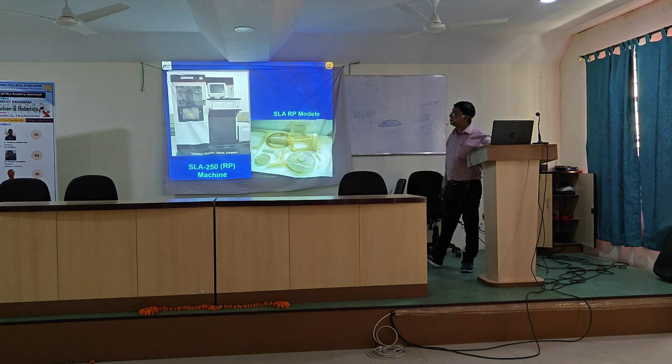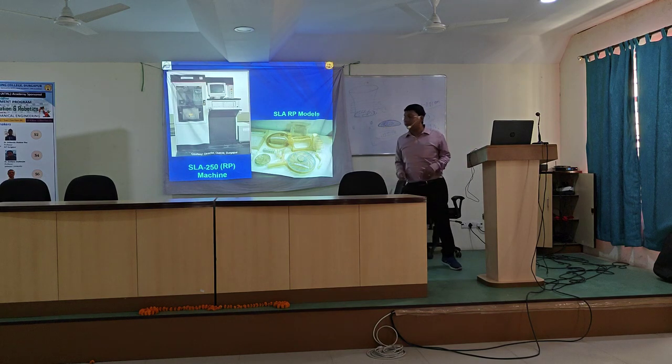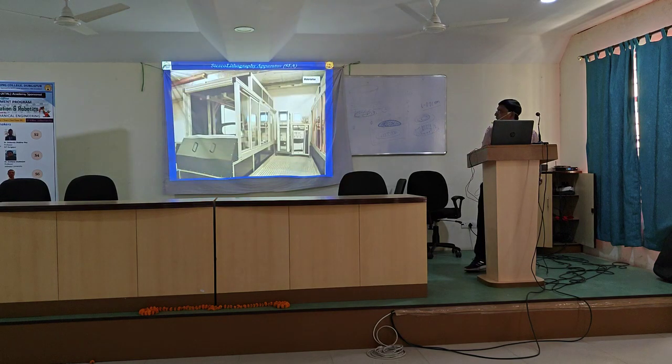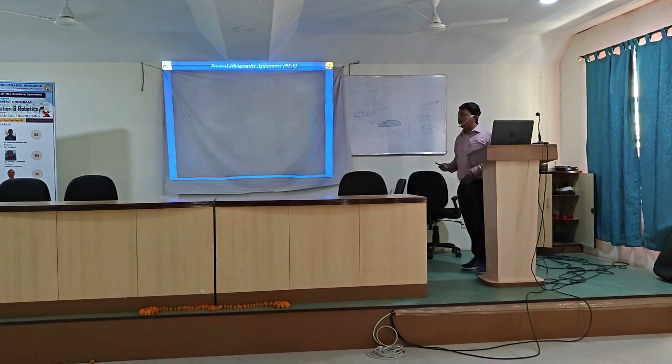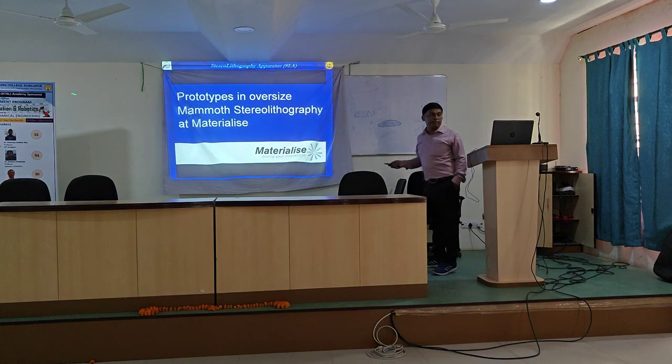Again, this machine is available. It's the first machine in Eastern India, which was procured by Siemens long back, maybe before 2000. This one I would like to show you, the giant machine, the bigger machine, the SLA machine, the stereolithography apparatus machine.